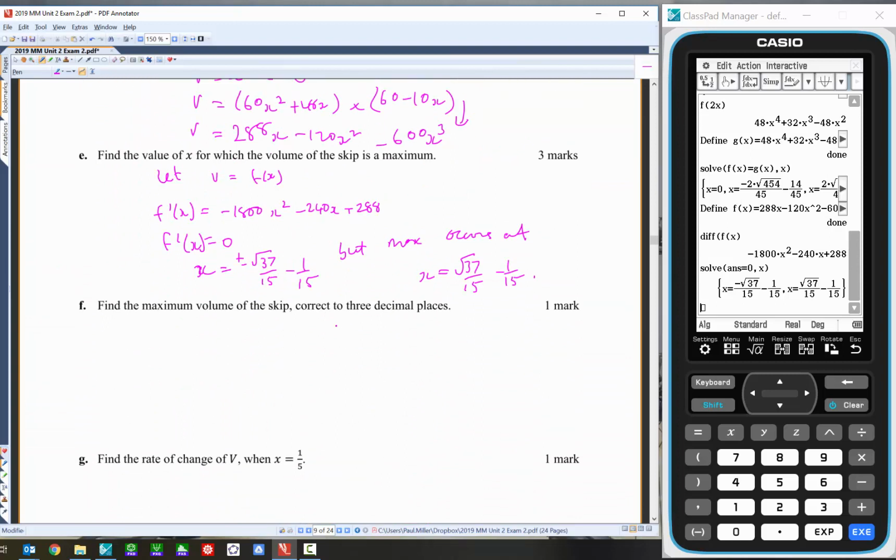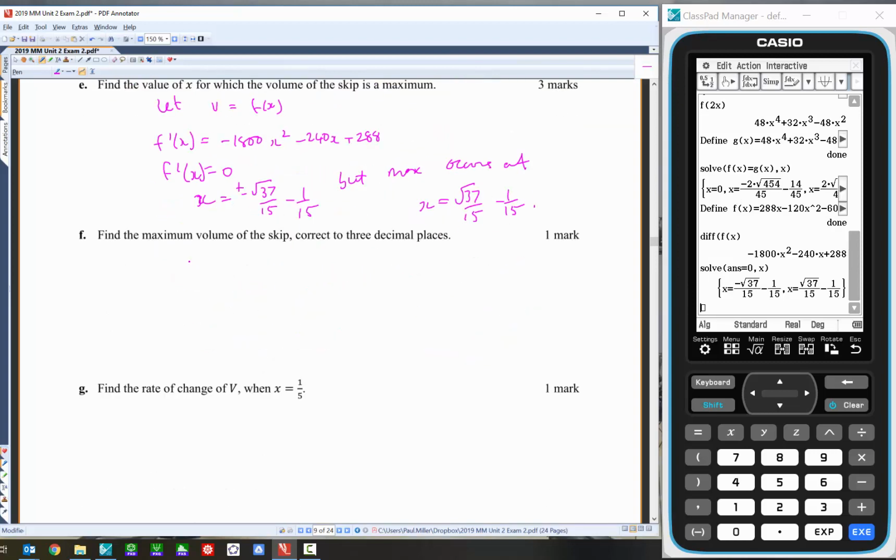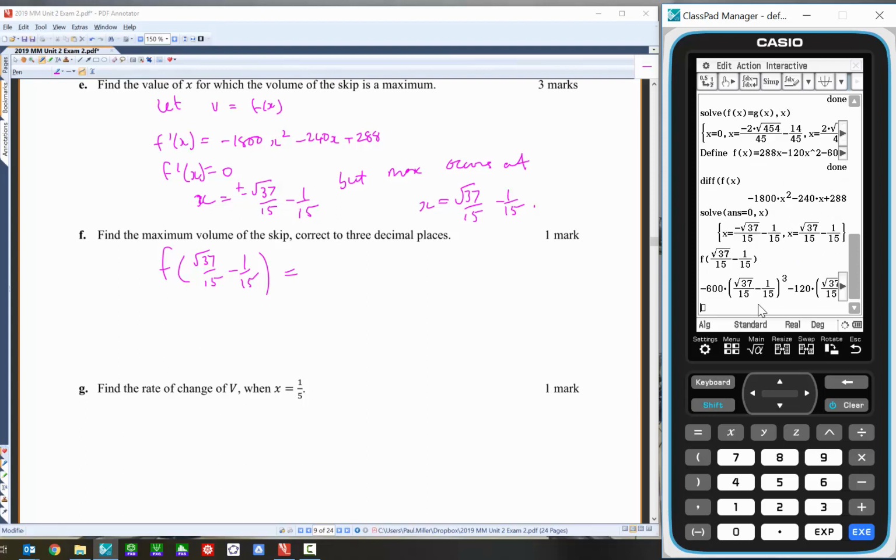Find the max volume of the skip correct to 3 decimal places. Well, I know the max occurs here, and I know f of x is defined as the volume function. So all I'm going to do is I'm going to go f of root 37 on 15, take away 1 on 15 to find out what the max volume is, and it wants it to 3 decimal places. All right, over to the calc. F of, just grab the positive one, chuck it in, and we get this sort of pretty ugly number. You can see why we went to 3dp on that.